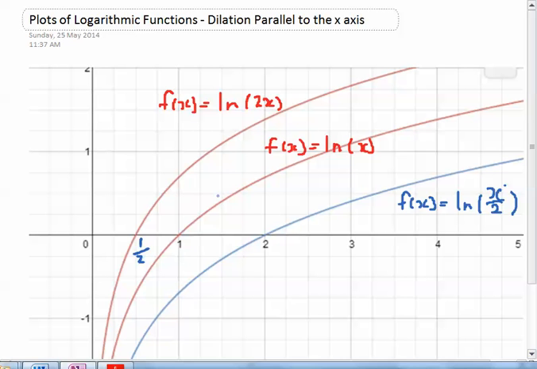That's our basic one, of course. So, as we'd expect, the x-intercept's at 1. And here, well, we're interested in when x over 2 is equal to 1. And that's a very easy one to solve. x will equal 2 as shown there. So that's dilation parallel to the x-axis.